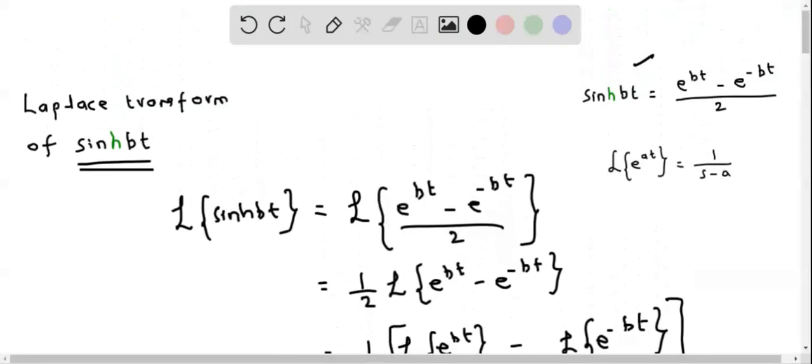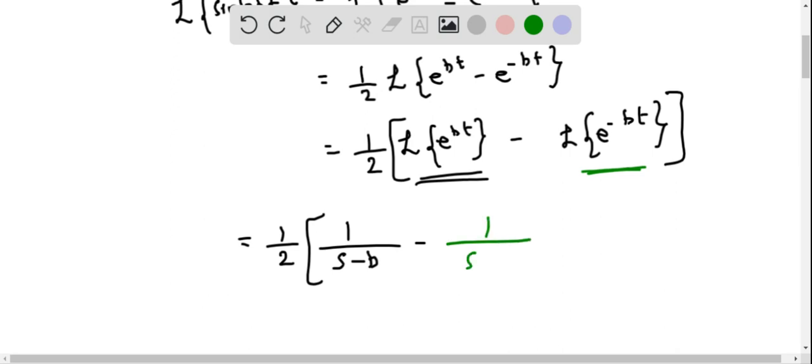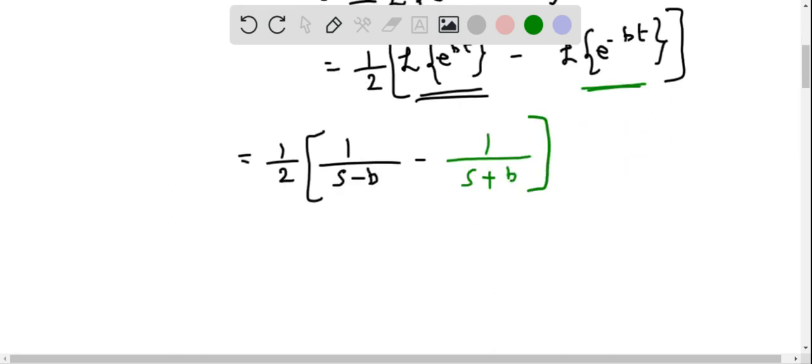The Laplace transform of e power at is 1 over s minus a. So when we apply this Laplace transform rule, the Laplace transform of e power bt equals 1 over s minus b. And similarly, when we apply the formula to find the Laplace transform of e power negative bt, we get 1 over s minus of minus b, which is s plus b. So we will have to simplify this.